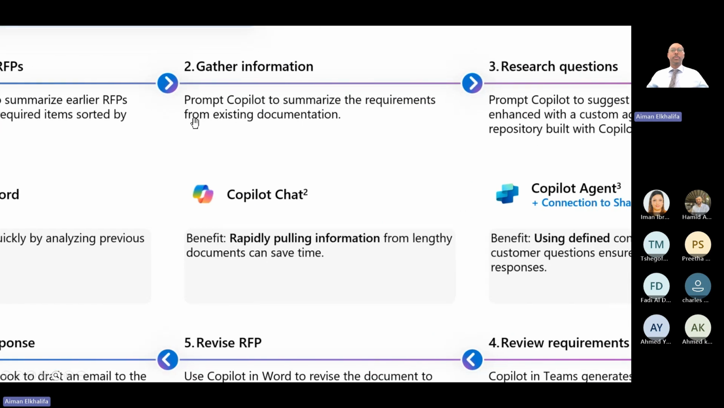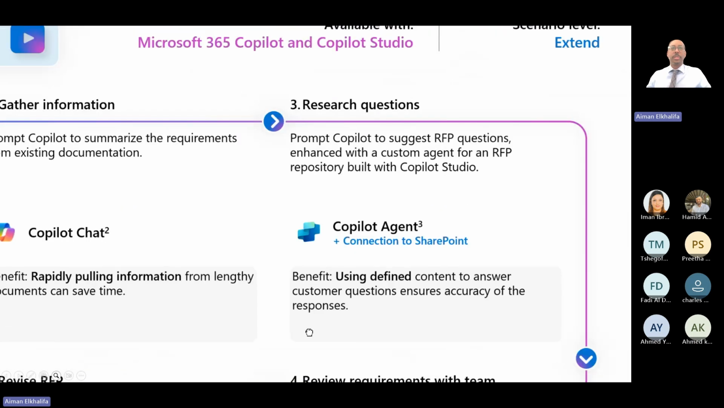Moving on now, prompt Copilot to summarize the requirement from an existing document. That is a requirement, summarize it, because I don't want to do the mapping. So what I'm doing here is gathering information. Why do we always go to Copilot Chat to gather information? Because Copilot Chat can attach different types of documents. Copilot Chat is the hub that accesses all of your Microsoft 365 documents, all right? So you can rapidly pull information from lengthy documents, and this would save you time.